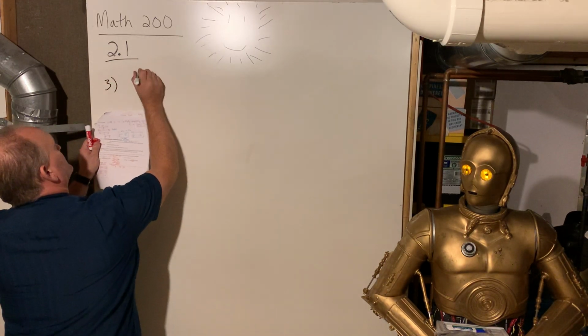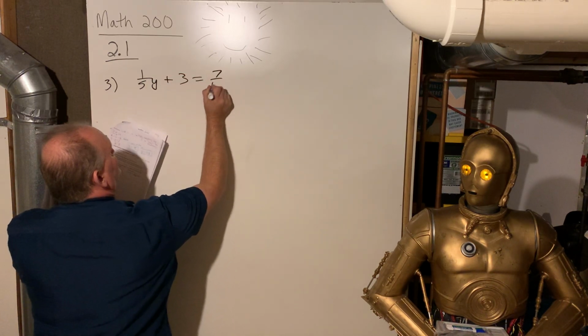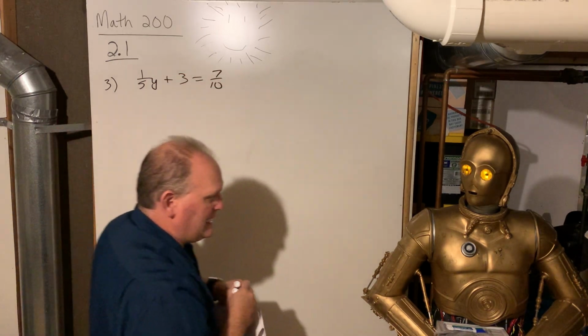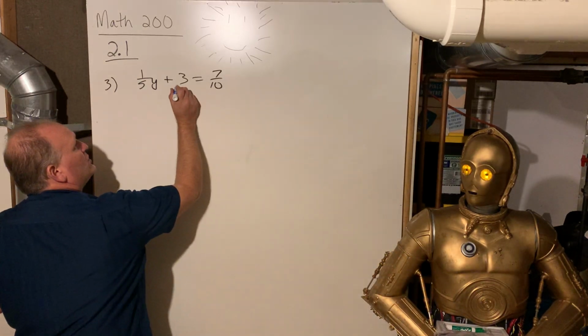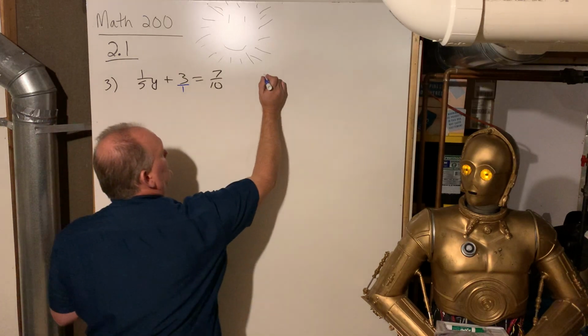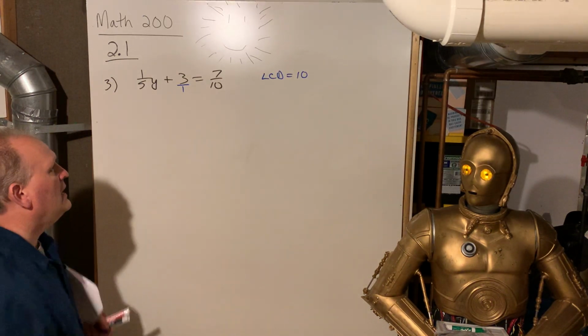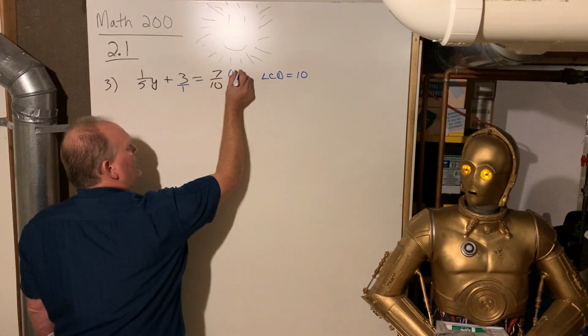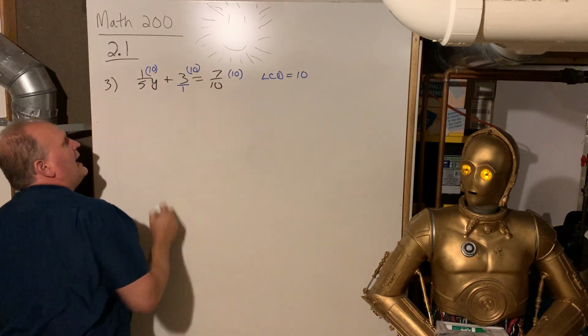So let's see, we've got 1/5 y plus 3 equals 7/10. So the LCD, the lowest common denominator, the thing that 10 and 5 and 1 go into, is 10. And so I multiply this by 10, I multiply this by 10, and I multiply this by 10.